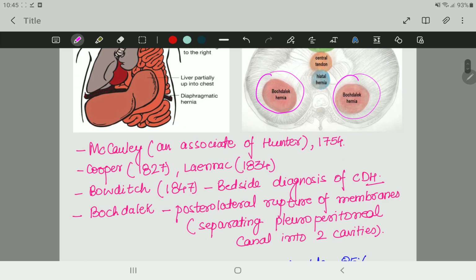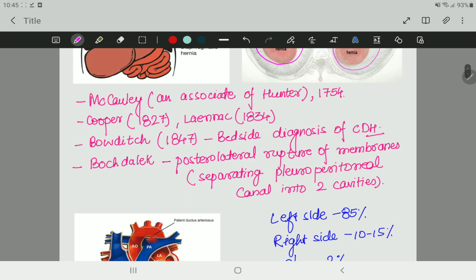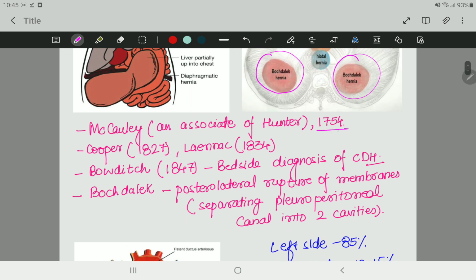If we go by the history of CDH, it was first described in 1754 by Macaulay. He was an associate of Hunter. He described CDH for the first time in history. Then Cooper described it in 1827, and then Laennec, the gentleman who discovered the stethoscope, described it in 1834. Later, in 1847, Bowdich described it and also gave how to diagnose it at the bedside.